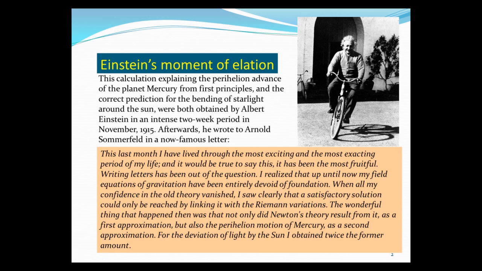The last month I have lived through the most exciting and the most exacting period of my life. It will be true to say it has been the most fruitful. Writing letters has been out of the question. I realized up until now that my field equation of gravitation had been entirely devoid of foundation. When all my confidence in the old theory vanished, I saw clearly that a satisfactory solution could only be reached by linking it with the Riemann variations. The wonderful thing that happened was that not only did Newton's theory result from it as the first approximation, but also the perihelion motion of Mercury as the second approximation. For the deviation of light by the sun, I obtained twice the former result.